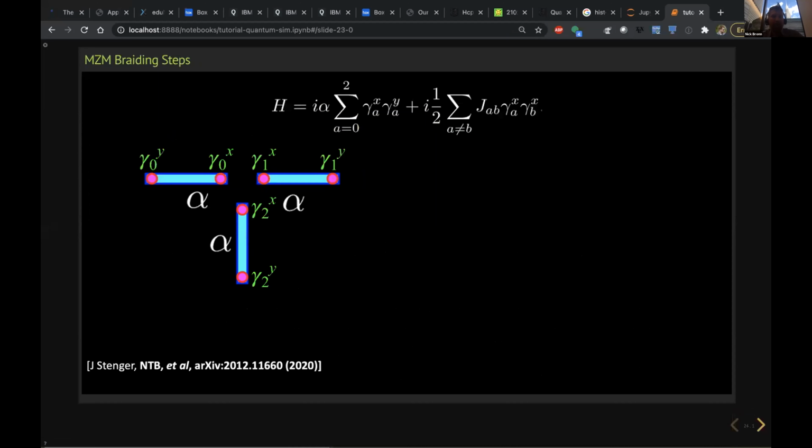So what we're going to use is a very simple 3-site Majorana Hamiltonian that looks like this. We're going to start with these two terms. We have these 3 wires, one on the left, one on the right, one on the bottom, and each one of those has 2 Majoranas on it. But we're only going to be explicitly looking at the occupations at the ends.